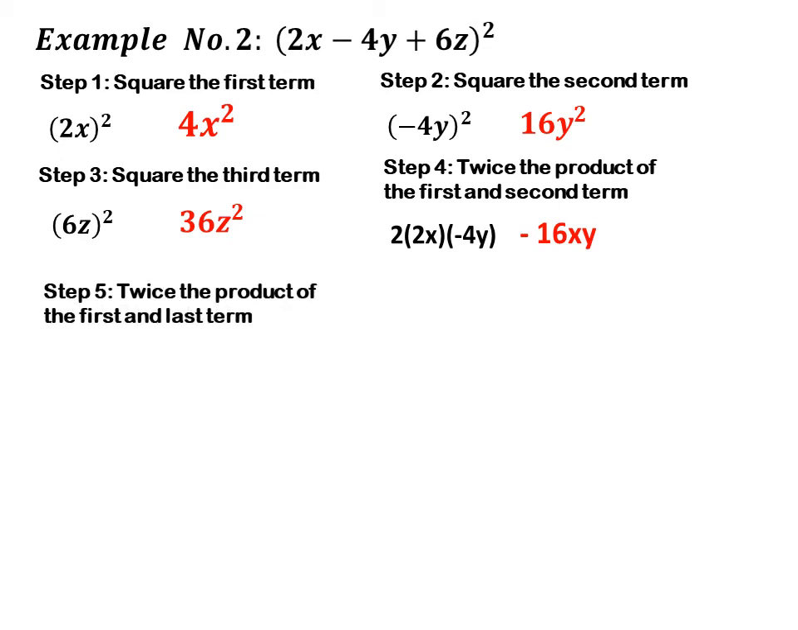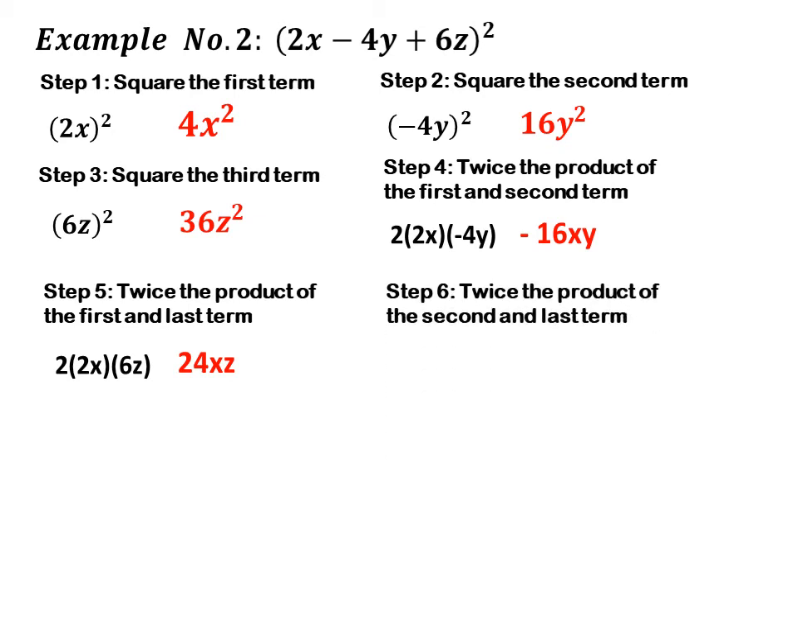Step number 5. Twice the product of the first and last term. What is then the product of 2 times 2x times 6z? Their product is equal to 24xz.